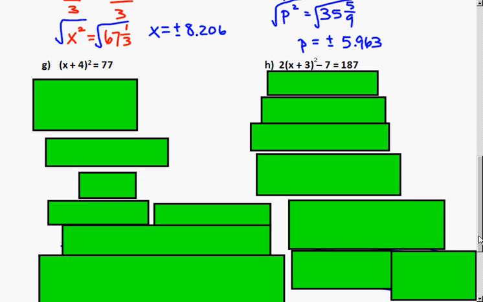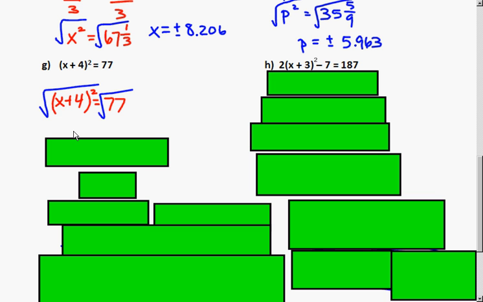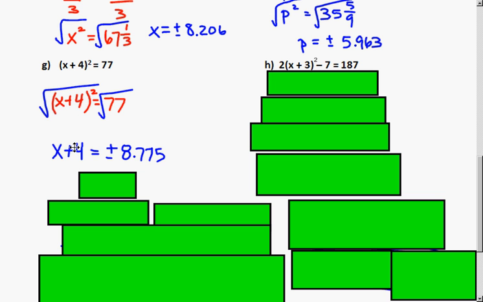On to our last two examples. Notice in G, what is being squared is this binomial. You have x plus 4, and that is being squared. Remember, x plus 4 squared is really saying x plus 4 times x plus 4. To get rid of a square, you take the square root. Now, when we take the square root of both sides, normally if you had, let's say, 64 in here, it'd be 8 by 8. This is saying x plus 4 times x plus 4, so we wind up with x plus 4 on one side equals the square root of 77, which is plus or negative 8.775.